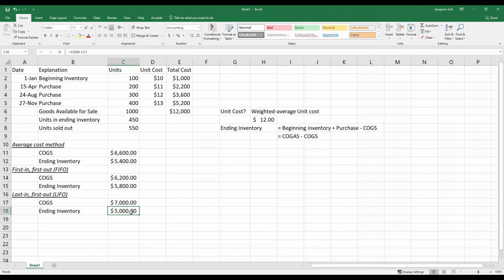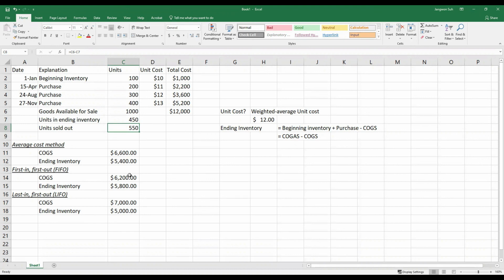There is another method which is called the specific identification method, but we don't have to discuss it. That's easy. It's just with an assumption that you can identify each of the items, like each of the items has a unique ID code. You can match these 550 to where they come from. There is no problem about what should be the cost of goods sold if we use the specific identification method.